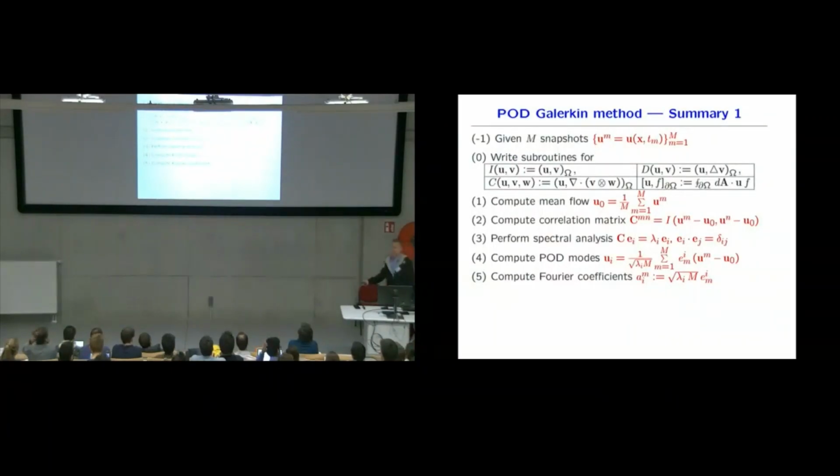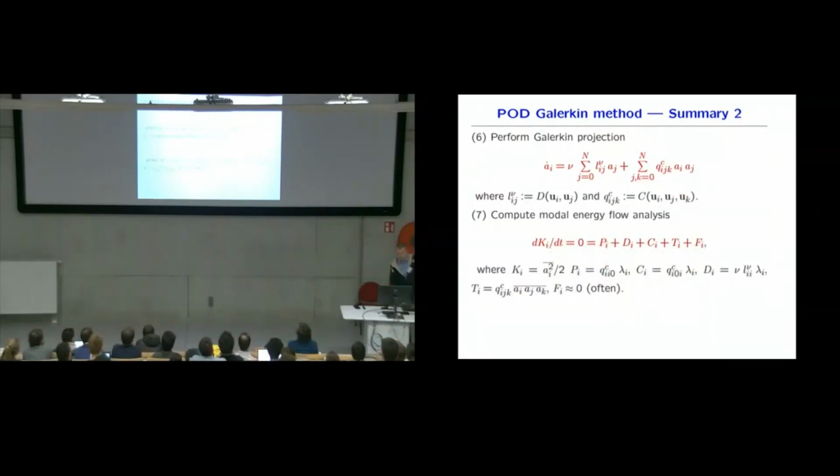And so this is the recipe now. So you have something like M snapshots. You have to write routines essentially for these three things, for an inner product, for a trilinear form from the convective term, a bilinear form which comes from the dissipative term, and maybe you want to consider the pressure power as well, then you need the surface integral. Compute the mean flow, compute the correlation matrix, determine the spectral analysis, compute the POD modes, compute the Fourier coefficients. You see these operations are very simple, and if I show you my Fortran code, it's only something like 3 pages long.